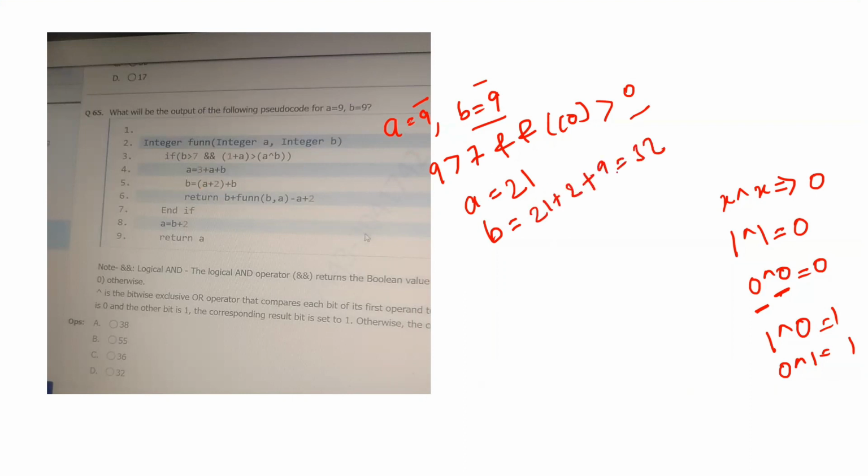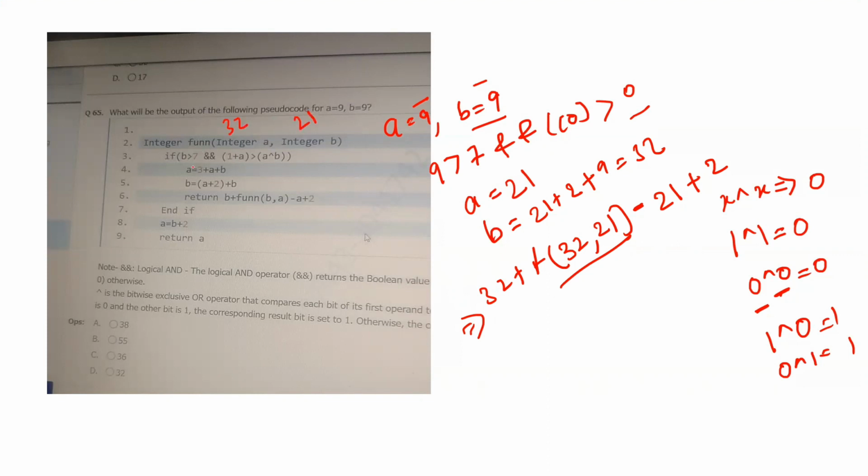So 32, right? Now here we are doing return B plus 1, where B value is 32, plus 1. To the function we are passing B comma A. So B value is 32 and A is 21, minus A, that is minus 21 plus 2, right? This one we have to solve to get the complete answer. So now A value is 32 and B value is 21.